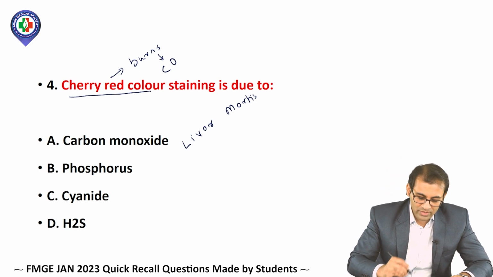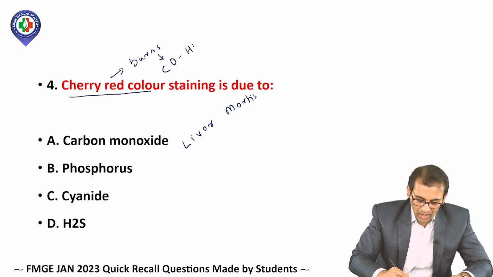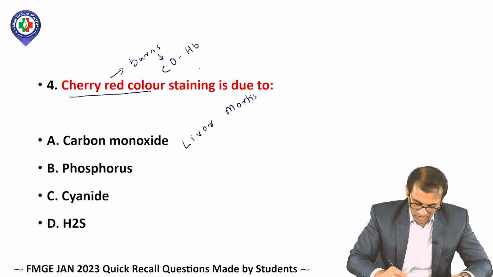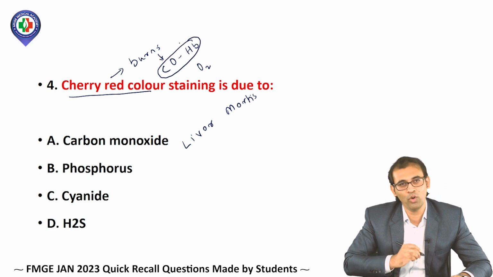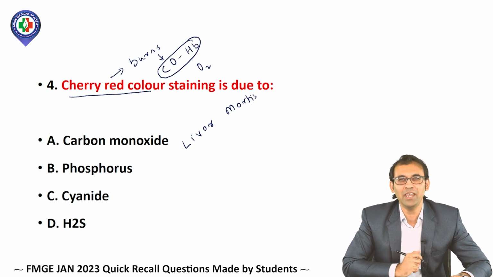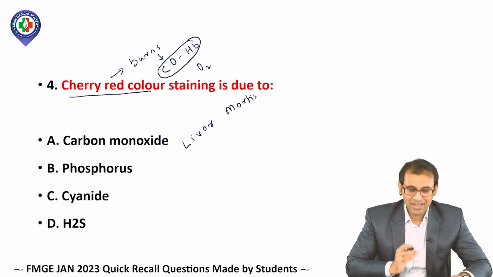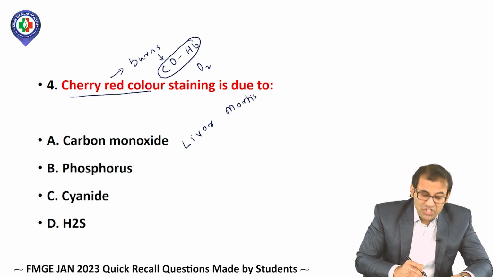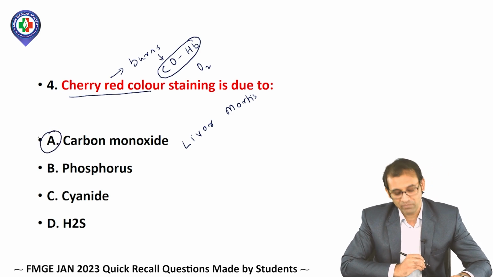When carbon monoxide enters the blood, it takes hemoglobin away from oxygen. Oxygen will be there, but there will be formation of carboxyhemoglobin. Oxygen is there, but hemoglobin is not available to utilize it. So there will be a situation like anemic hypoxia. Oxygen is there right now, but separated. So cherry red color will be seen in carbon monoxide poisoning.